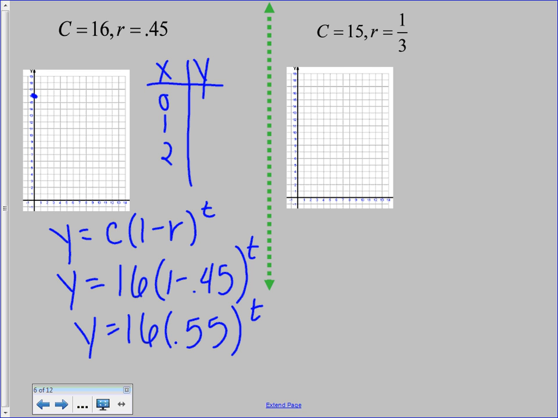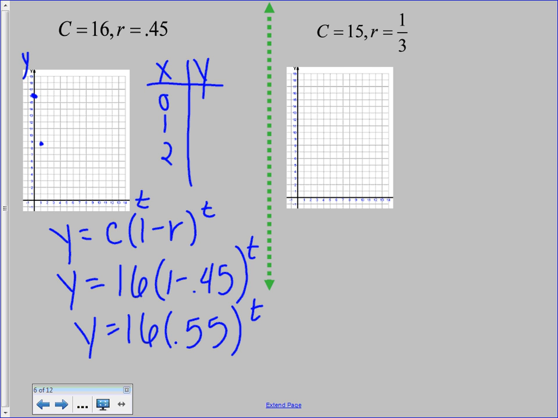So I always put x and y on my chart. It's partly because I forget, but it's also partly because I want you to look at it as a coordinate point. So I want your x or your t to be going across there, and your y to be going across the top. So when we plug in 1, that brings us all the way down to 8.8. So I'm going over 1 and up almost all the way to 9.